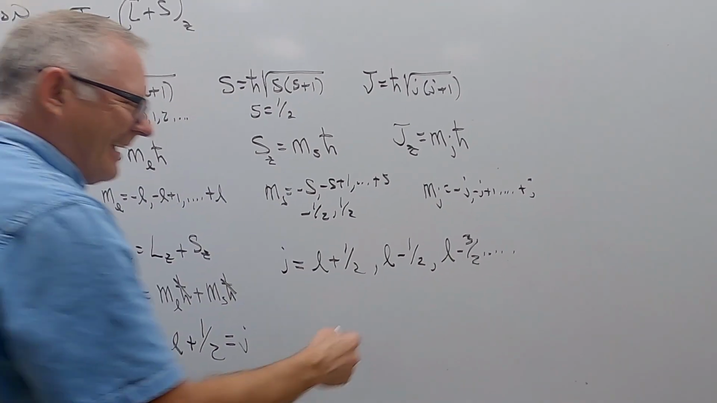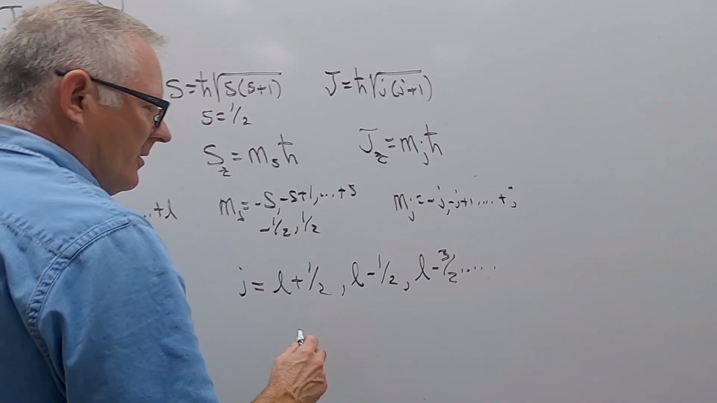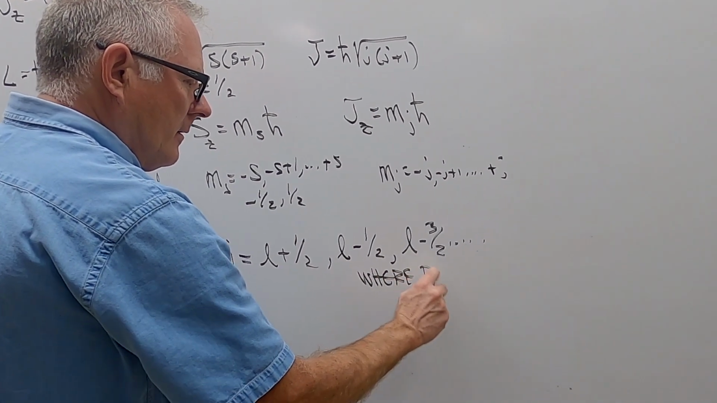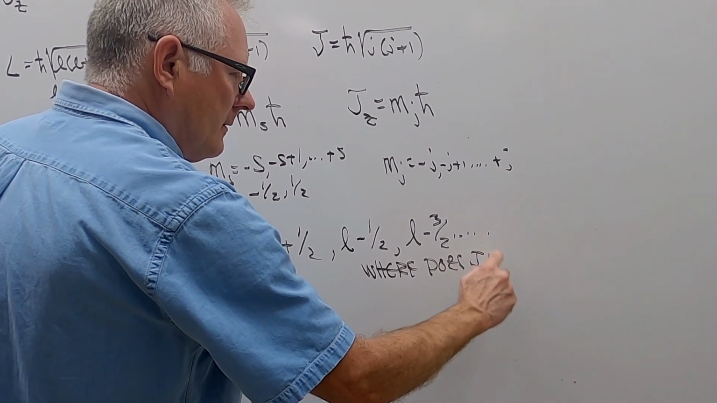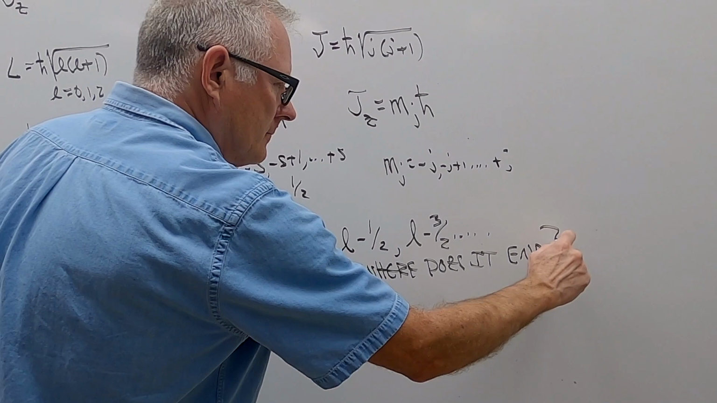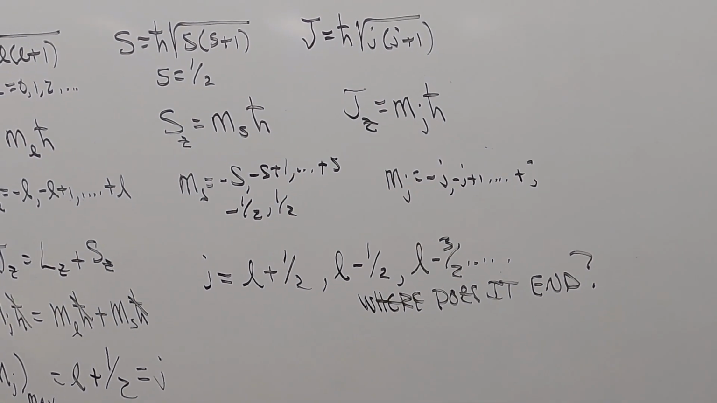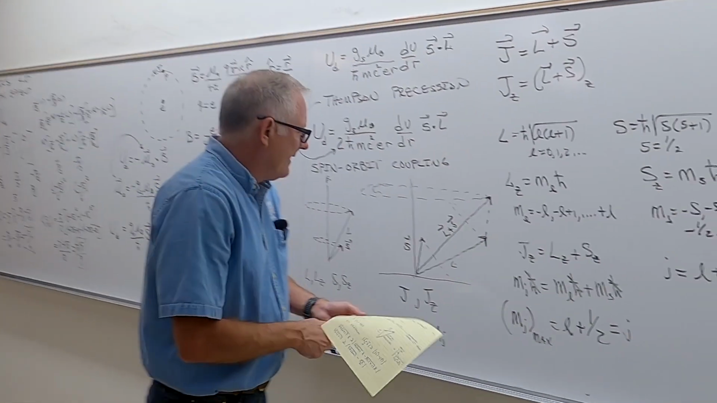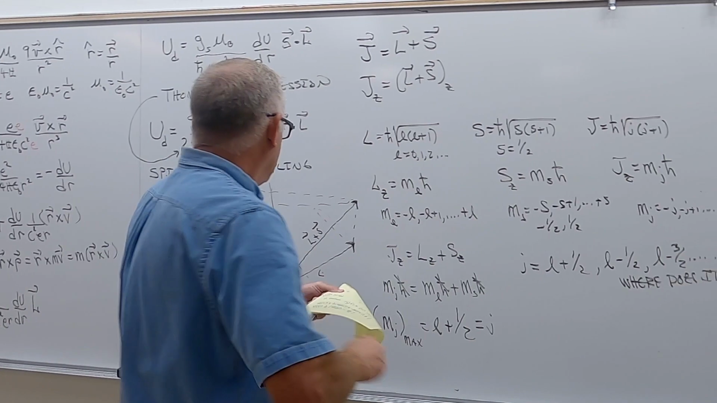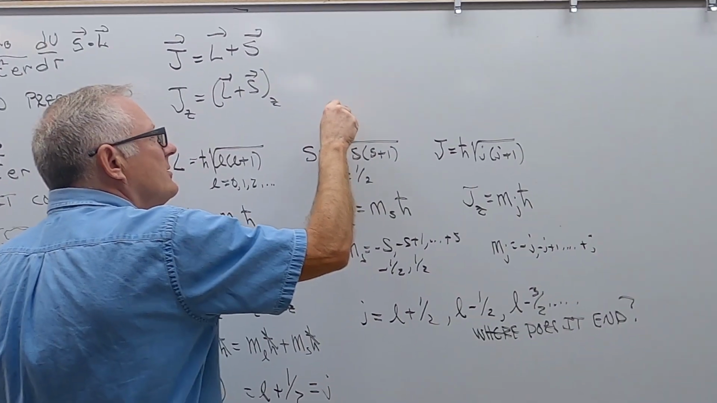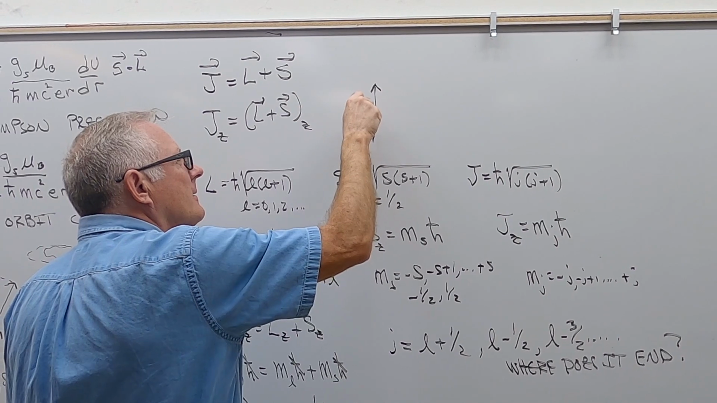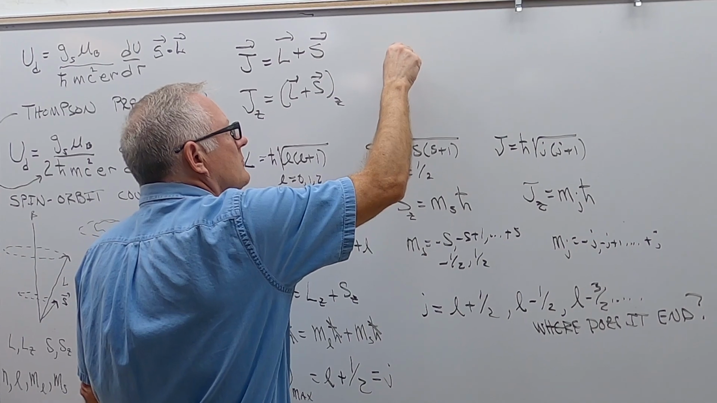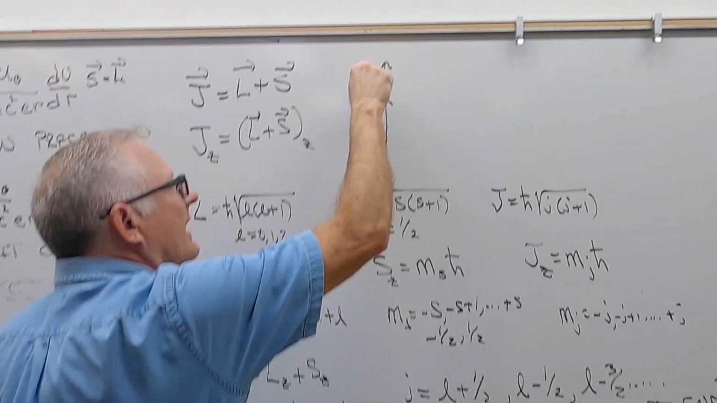I don't know where it ends. So where does it end? Okay, well, suppose we look at our vector J right here. Suppose for a minute that this is your L, and suppose S is just going out further. Suppose there's your S right there.